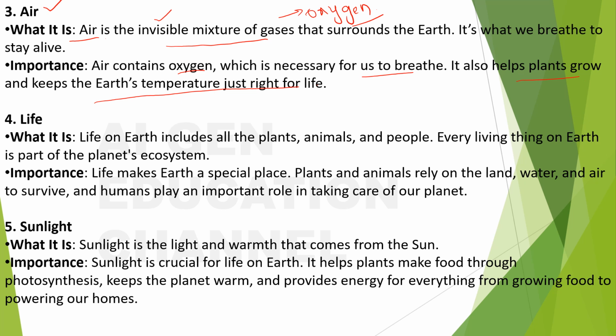Okay, next is life. So life is also on the earth, that is also a main element on the earth. Life on earth includes what? Plants, animals and people. Every living thing on earth is part of the planet's ecosystem. Okay, life makes earth a special place. Plants and animals rely on land, water and air to survive, and humans play an important role in taking care of our planet. Okay, so you understood everything, right?